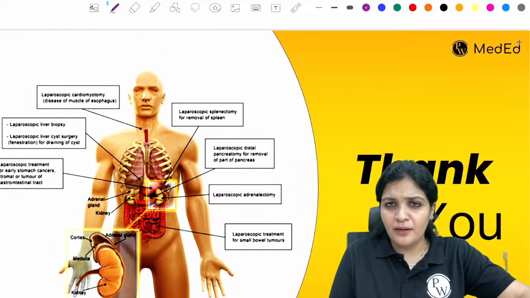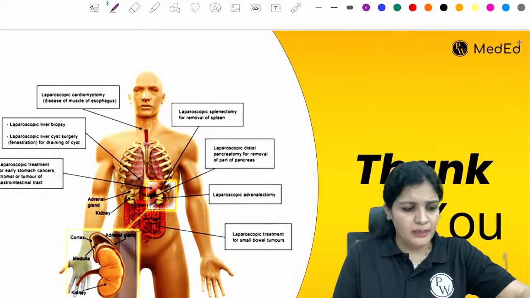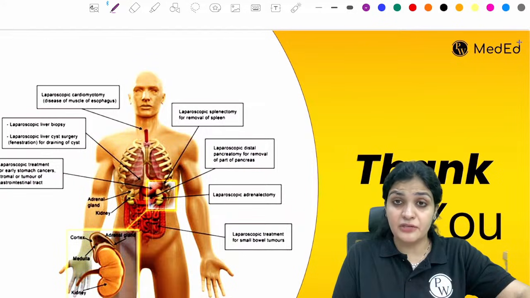Patients cannot flex the hip joint also. That is why we do immobilization, right? We do immobilization for 3 weeks.